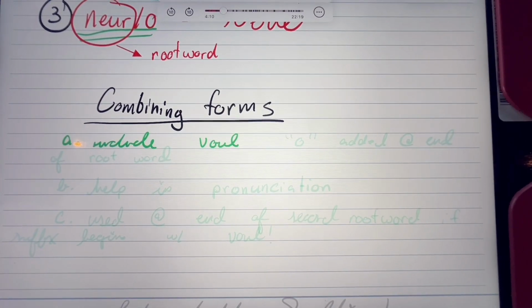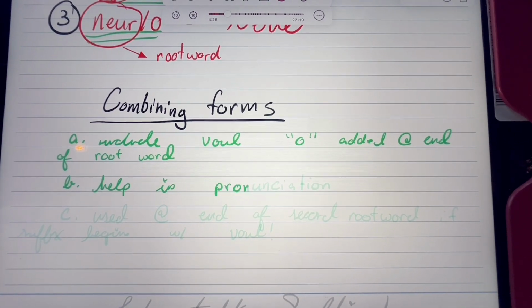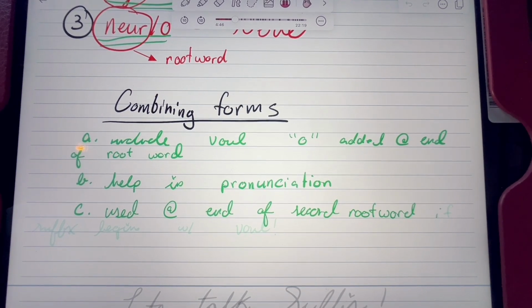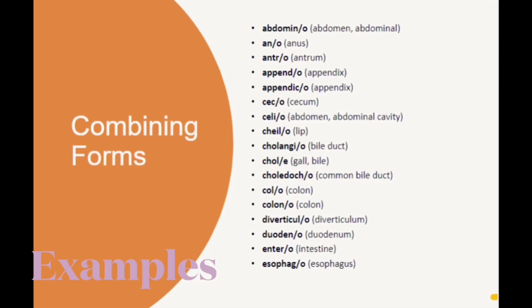As mentioned earlier, combining forms usually have a vowel added at the end of the word. These help with pronunciation, and they're used at the end of these words before the suffix to help combine it. Here are some examples.